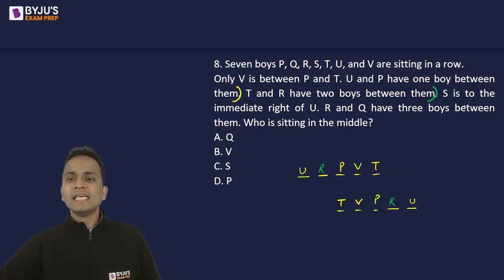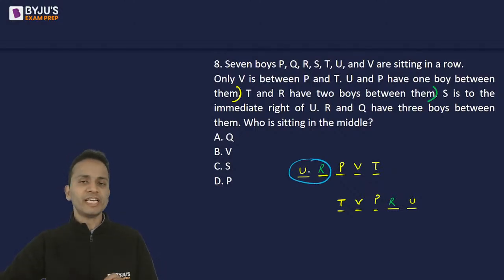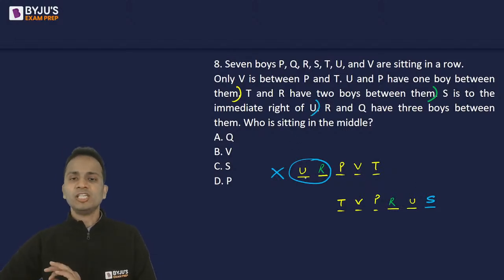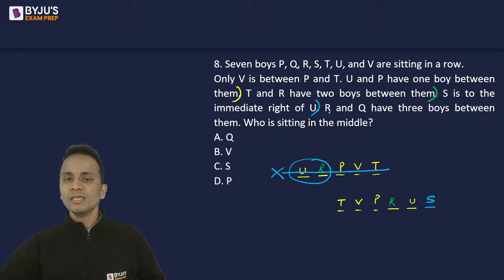Now next is S is to the immediate right of U. Now, immediate right of U, there should be a vacant place. In the first arrangement, there is no chair vacant on the immediate right of U. So the first arrangement will be eliminated, and I'll go for the second arrangement in which S can be placed immediate right of U. So S will be placed here, immediate right of U. First arrangement is cancelled.